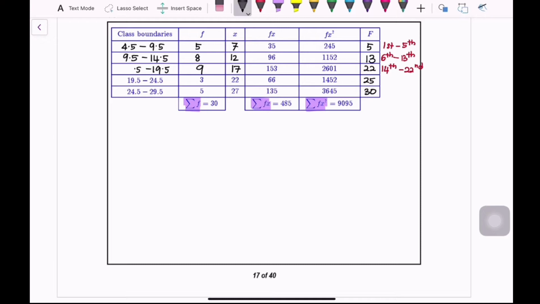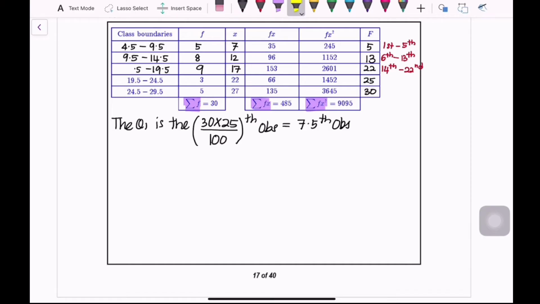Calculate the Q1, Q3, P20 and P90. First, we determine the observation of Q1. So the Q1 is 30 times 25, because Q1 is equal to P25, over 100, observation, which is equal to 7.5 observation. For 7.5, it is located here. So we highlight the class of Q1.